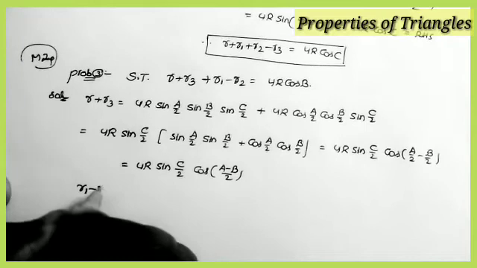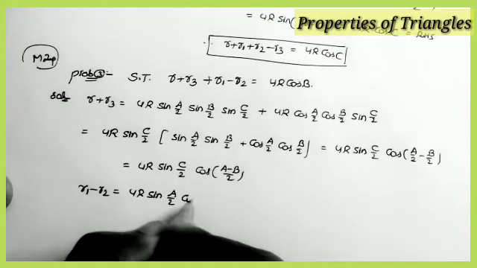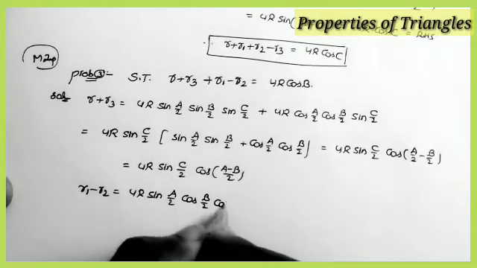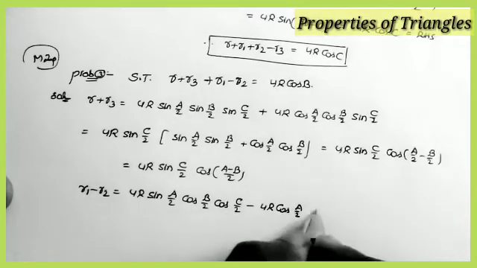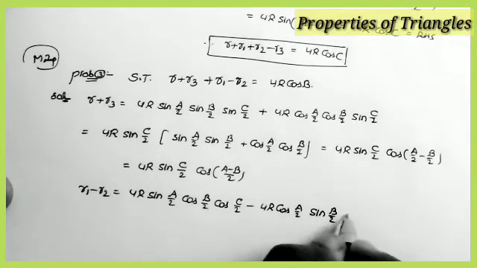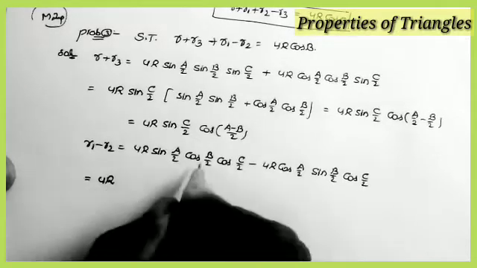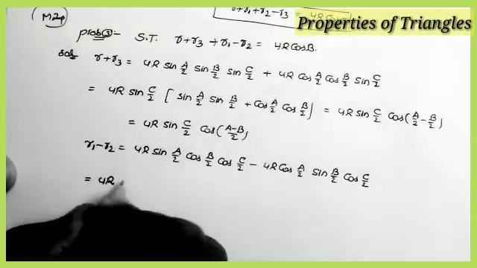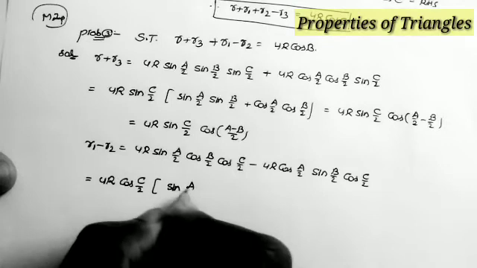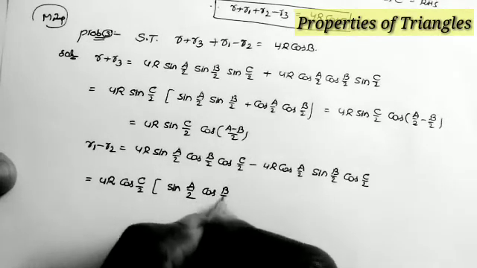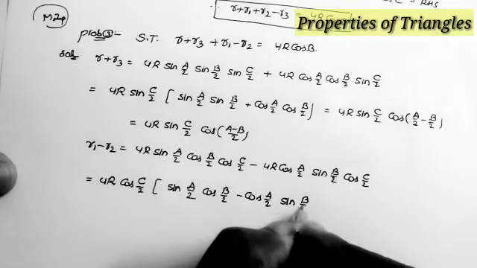Now taking the next two terms, R1 minus R2, and replacing the formulas. What is the R1 formula? 4R sin A by 2 cos B by 2 cos C by 2, minus, what is the R2 formula? 4R cos A by 2 sin B by 2 cos C by 2. Okay, and this is equal to, now taking the common terms, 4R cos C by 2. Taking that term common here, 4R cos C by 2 into sin A by 2 cos B by 2 minus cos A by 2 sin B by 2.